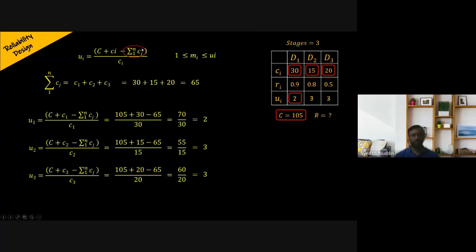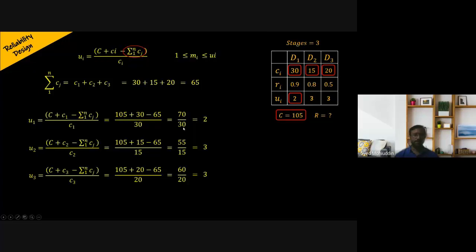First let us find this summation because it is going to be used everywhere. The summation is nothing but the total of the cost of each device: for D1 cost C1, for D2 cost C2, for D3 cost C3. So the cost is 30 plus 15 plus 20, and that summation is 65. Now let us find U1, how many D1 devices we need. U1 will be C, which is 105, plus C1, which is 30, minus 65, divided by 30, because C1 is 30.